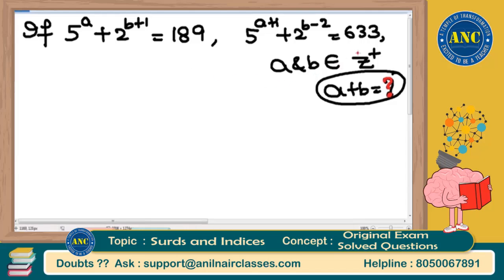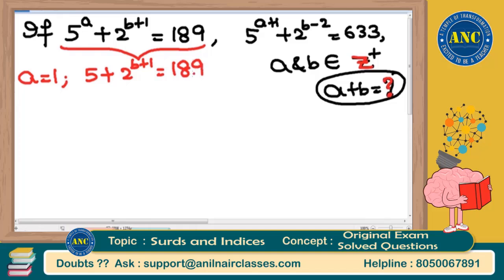Now see here, a and b belong to positive integers. That means a and b minimum values are 1, right? A and b will start with 1. Now suppose if I take this equation and put a value 1, think logically, this becomes 5 power 1 plus 2 power b plus 1 is equal to 189. So 2 power b plus 1 will become 189 minus 5, which is 184.